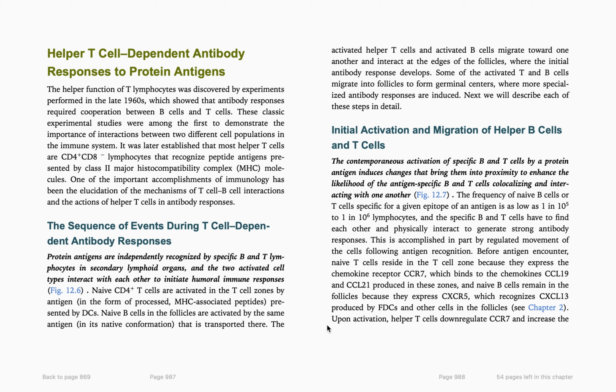Before antigen encounter, naive T cells reside in the T cell zone because they express a chemokine receptor, CCR7, which binds to the chemokines CCL19 and CCL21 produced in these zones. And naive B cells remain in the follicle because they express CXCR5, which recognizes CXCL13 produced by follicular dendritic cells and other cells in follicles.